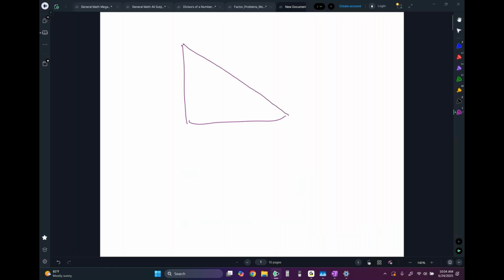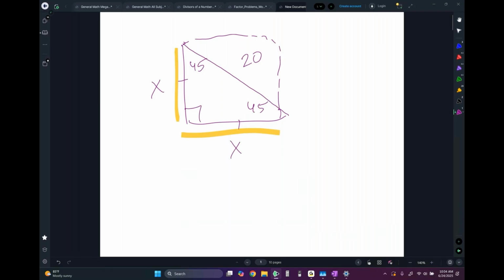Ready? Okay, so let's say this is 20. And I tell you that these are equal, which means it's a 45, 45, 90. Now remember, anytime we see a 45, 45, 90, we're really just seeing half of a square. Does that make sense? Okay, so sketch out your square. What do I know about these two sides? They're equal. So I'm going to call them equal. And what do I know that 20 is going to be equal to?